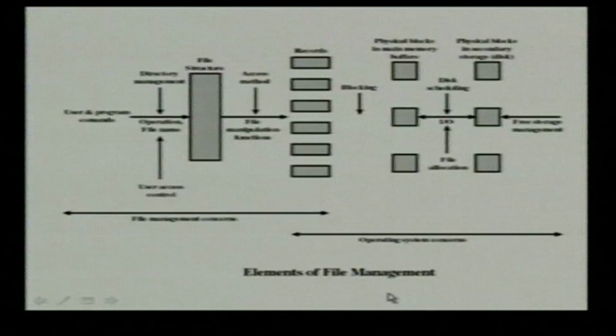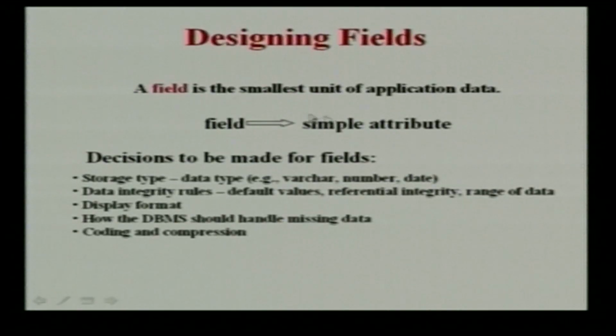So, after the file we talk about record. Now, in record you have fields. So, you can have different types of fields. Look at this, the field is the smallest unit of the application data and the field can be a simple attribute. So, decisions have to be made: what is the storage type, what are the data integrity rules, what is the display format and so on. This is basically to do with database management issues, but just to show you how a data structure has to be designed, this is why we are talking about this.